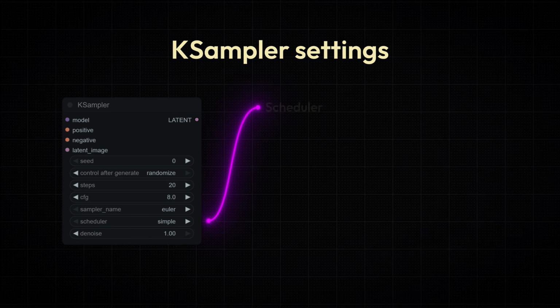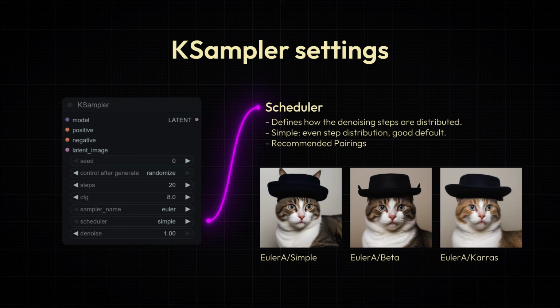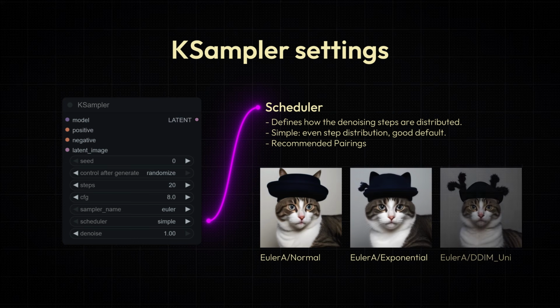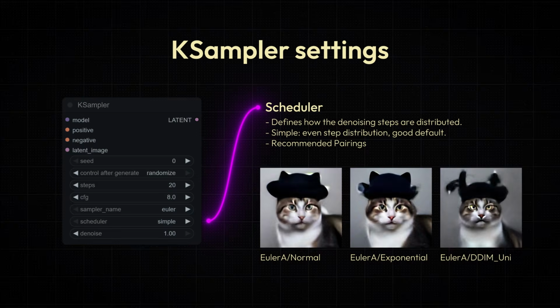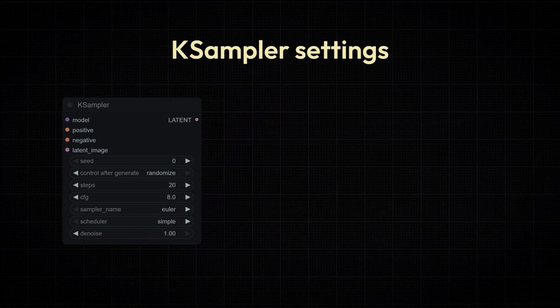Under that, you'll find the scheduler, which controls how those steps are distributed over time. The simple scheduler spreads them evenly, which works well for most cases. Other options like Karras or exponential adjust how quickly or gradually the noise is reduced, which can slightly affect things like contrast, sharpness, or overall image consistency. There are some sampler scheduler pairs that people recommend because they tend to work well together. But honestly, it's worth trying different pairs yourself. You'll start to notice which ones give you the look you like.